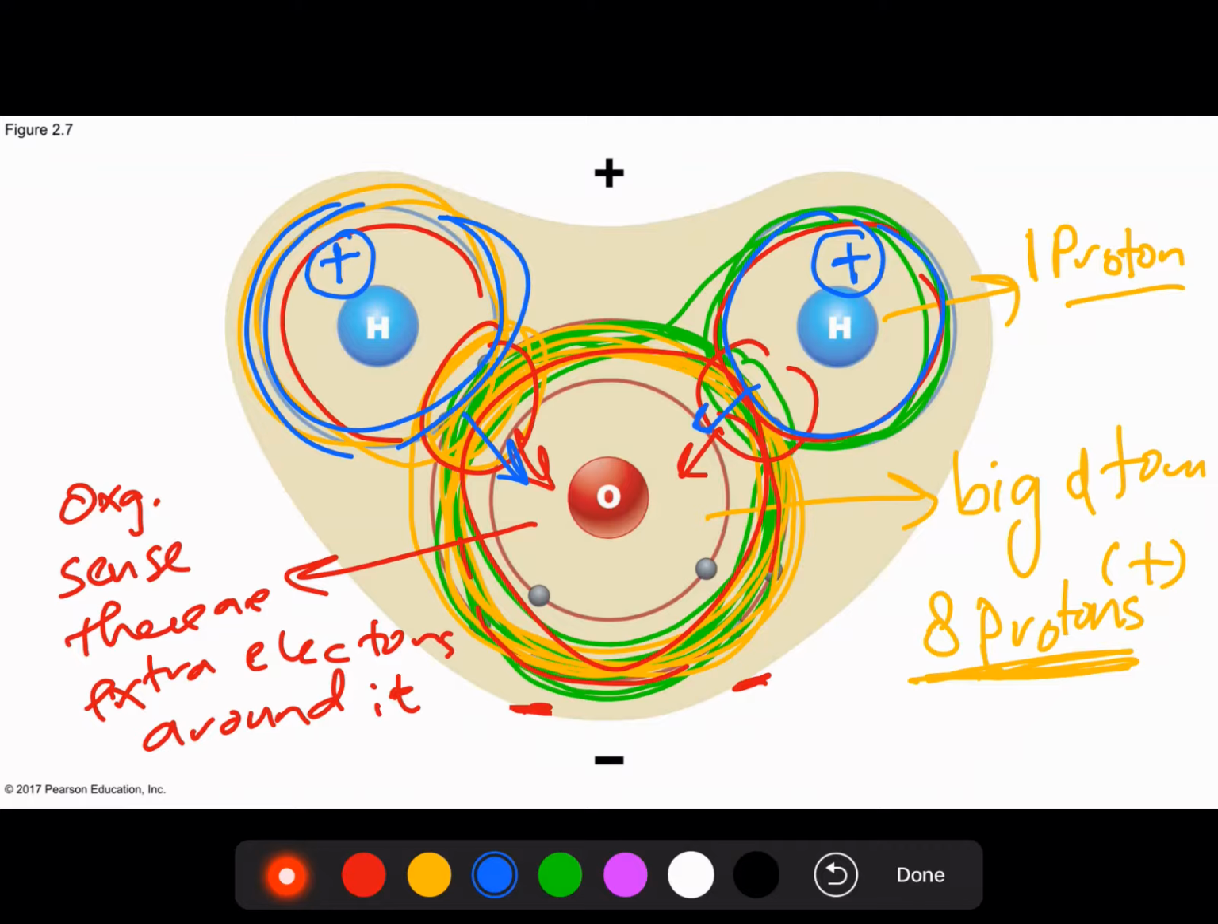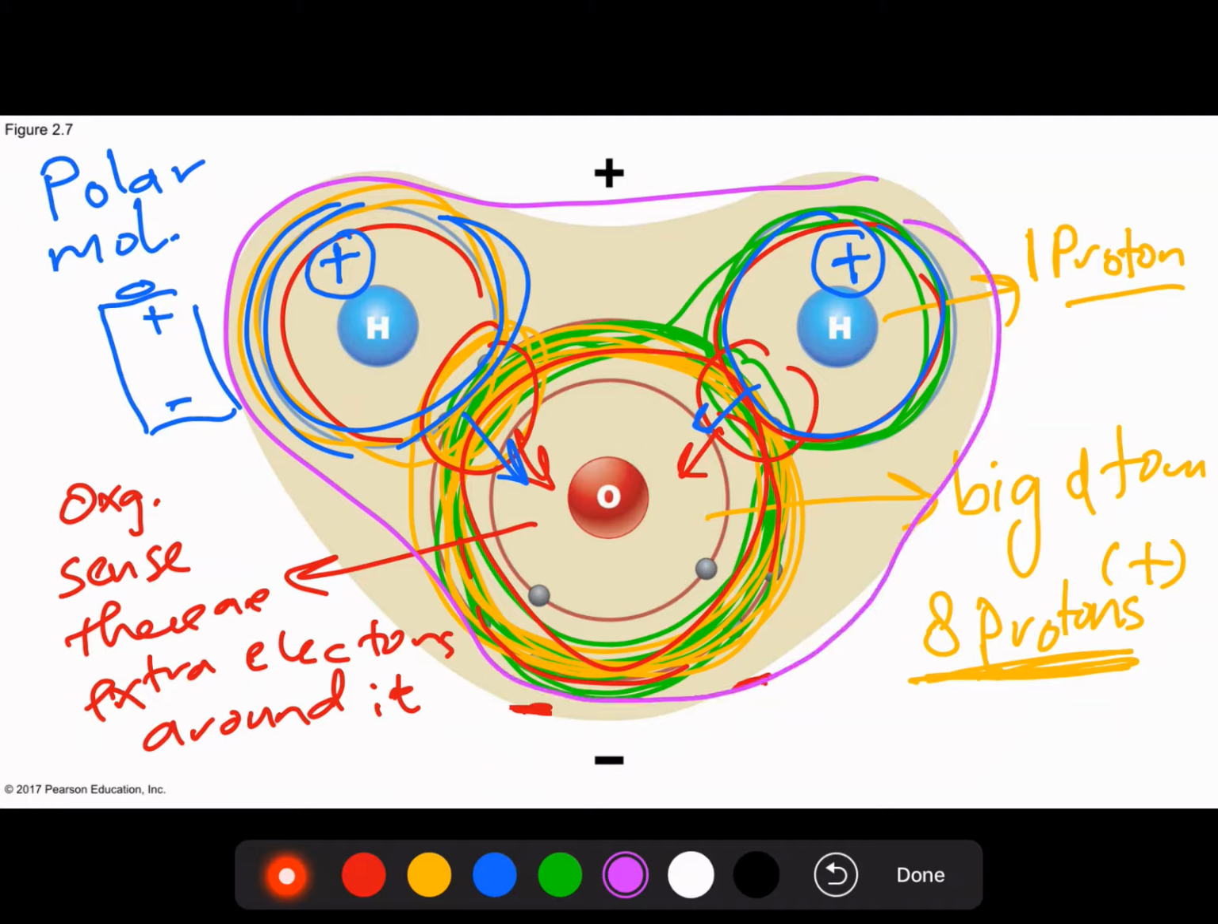That would lead to a polar molecule. Polar, if you remember, or of course you know it, like the batteries, right? It has 2 poles, one positive, one negative. Here, the water molecule, in general, has 2 poles, one positive pole, one negative pole. And that is the polar molecule.